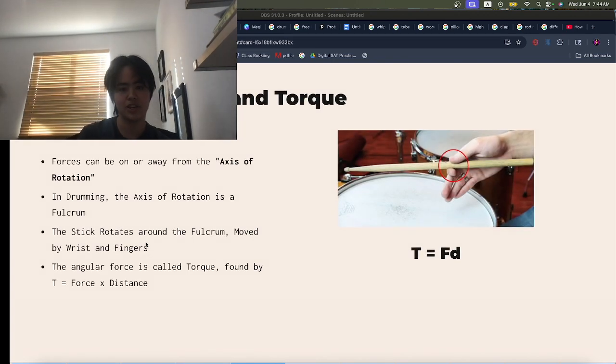Okay, let's go over rotational motion and torque now. The equation for torque is the force on an object times the distance from the axis of rotation, which is the center around which an object will rotate. In drumming, the axis of rotation is always the fulcrum. The fulcrum is the point between the thumb and the pointer finger where the stick rotates around. That's where all the movement is happening, which is more ergonomic for the drummer. So how the stick moves in this scenario is the force exerted by the wrist and the fingers, to the right of the axis of rotation on my stick here. It's called torque, and it's the force that I put into the stick times the distance away from the axis of rotation.